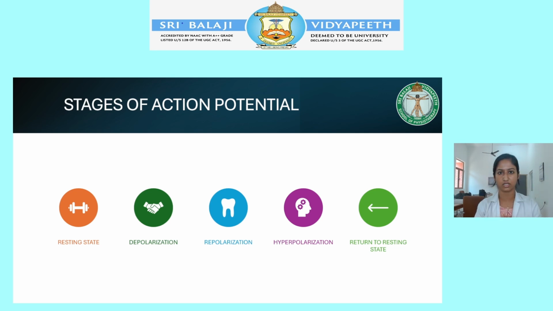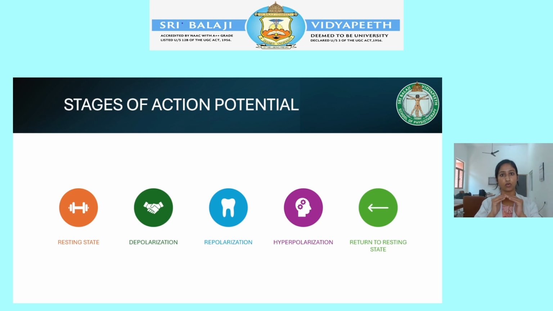Next is depolarization. In depolarization, the sodium gated channels will open up. As soon as they open up, the sodium ions will rush into the cell. After the sodium ions rush into the cell, the internal negative charge will convert into a positive charge. So that will happen in depolarization. In repolarization, the sodium channel will be closed and the potassium channels will be open.